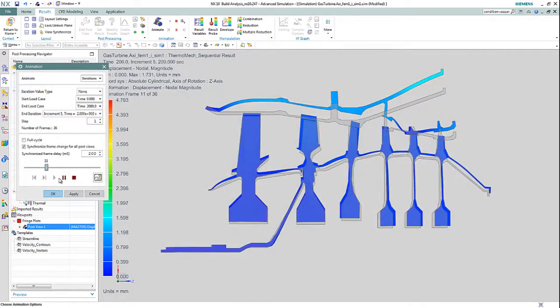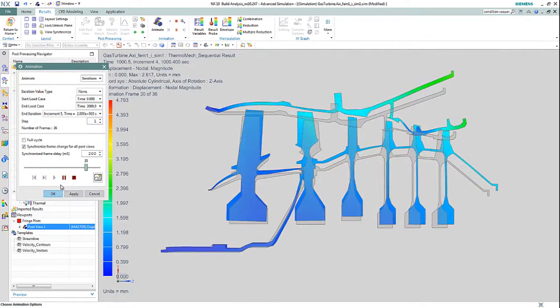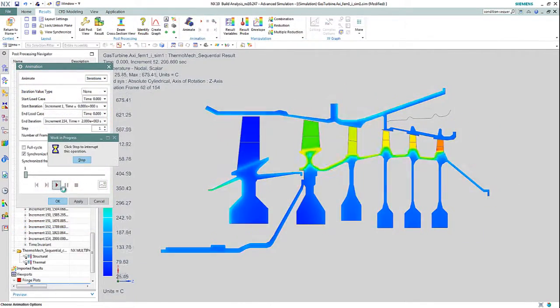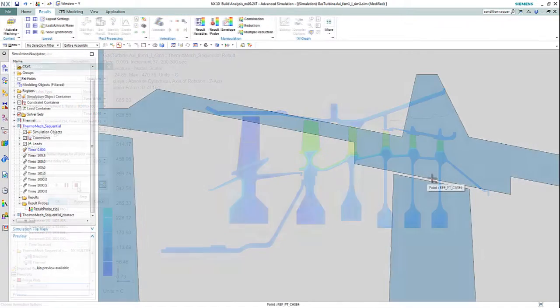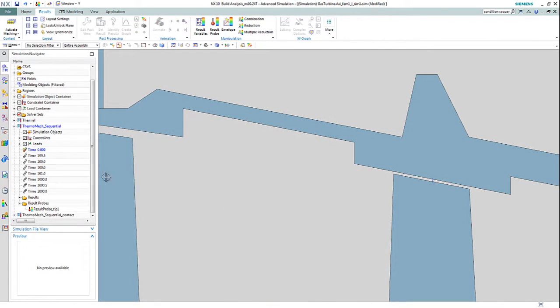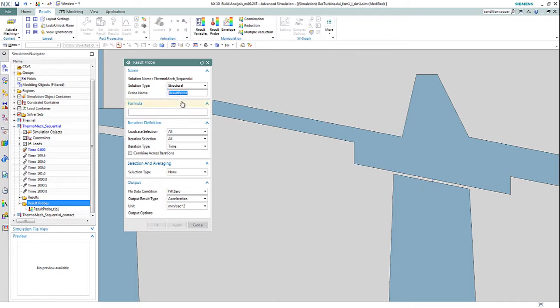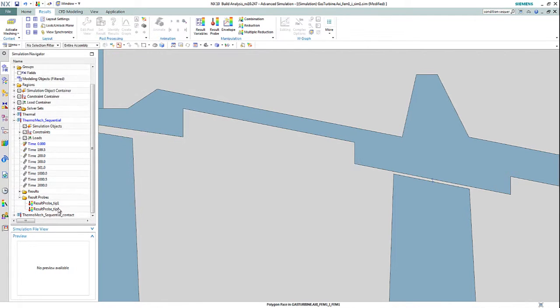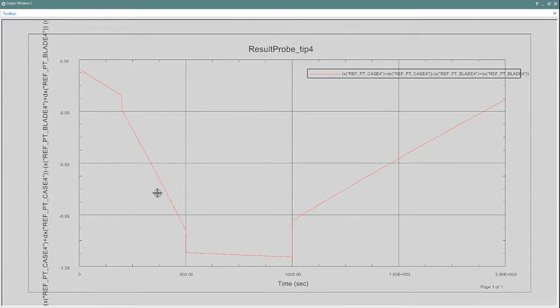Post-processing of the results in NX CAE then allows the engineer to understand deformation and temperature of the compressor at various stages of the mission profile. And new result probe capabilities in NX CAE provide the ability to use powerful expressions to create new, measurable result types. In this case, the engineer creates a result probe to assess and graph blade tip clearance between the engine blade and outside casing.